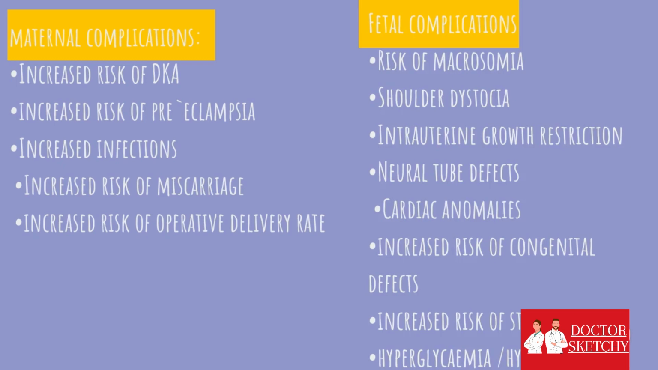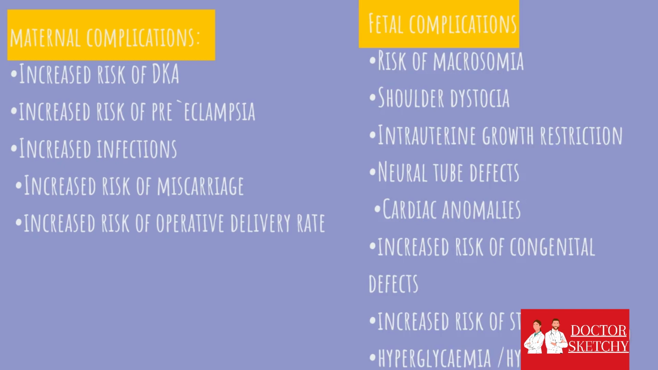How can diabetes cause neural tube defects, cardiac anomalies, and congenital defects? Well, the hyperglycemia is going to cause oxidative stress, which will lead to alteration in the genes and ultimately affect the neural tube, the heart, and cause other congenital defects. As diabetes is going to affect the fetus even at the genes and placenta level, there is definitely increased risk of stillbirth. And lastly, hyperglycemia and hypoglycemia.